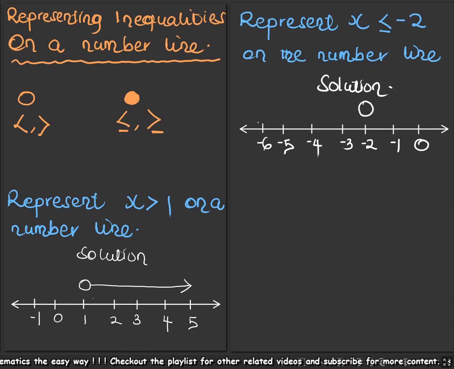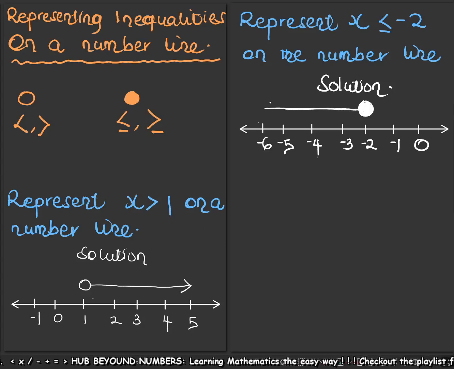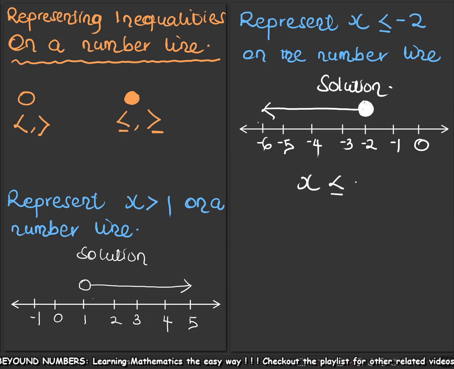But is it going to be an open circle or a closed one? It's going to be a closed one. So we just have to shade that out. And then it comes to say that what? It is less than. And then look at where our arrow is pointing, to the left hand side. So we draw our arrow here. And then this here is going to be what? X is less than or equal to -2. You see? So this is our representation of this inequality over here.